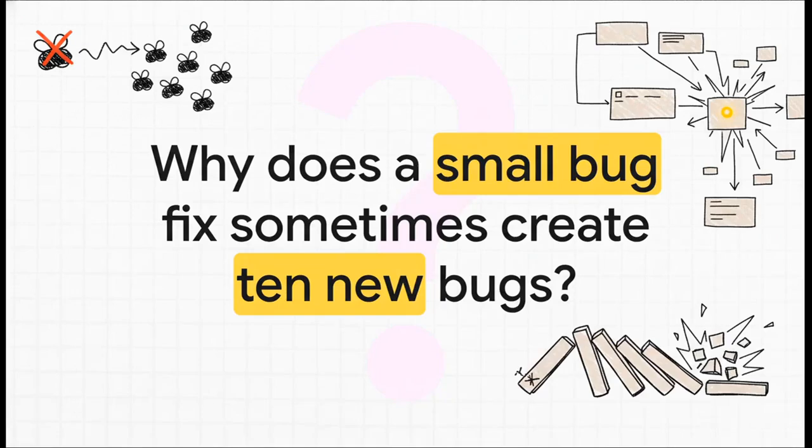You find a small bug. It seems like a simple fix, maybe one line of code. You push the change, and then everything breaks in places you didn't even touch. It's super frustrating, and it's usually a symptom of a much deeper problem with the software's design.